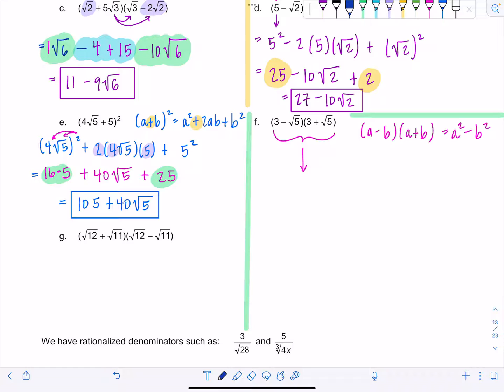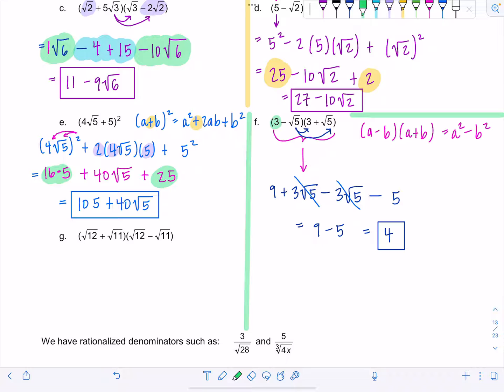So let's FOIL it. 3 times 3, that's 9, plus 3 rad 5, minus, here's the inner product. I don't put rad 5 times 3, you put the 3 in the front, so minus 3 rad 5. And then last product, minus rad 5 times rad 5 is just 5, yeah? And then see, no point in FOILing because this cancels. And you just end up with 9 minus 5, which is 4. And you could have gotten 9 minus 5 because a was 3, so a squared is 9. B is rad 5, so rad 5 squared is just 5. Yeah?